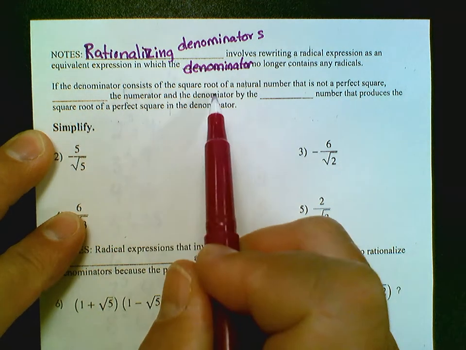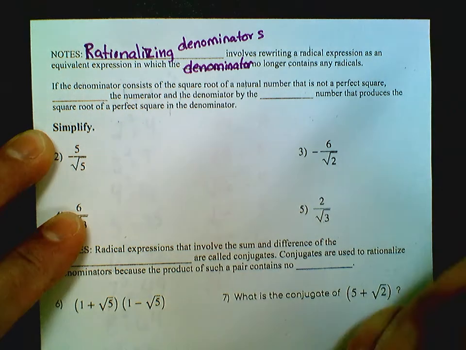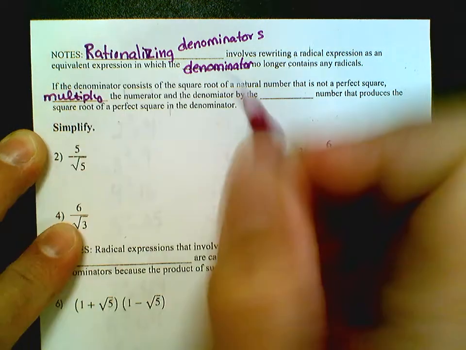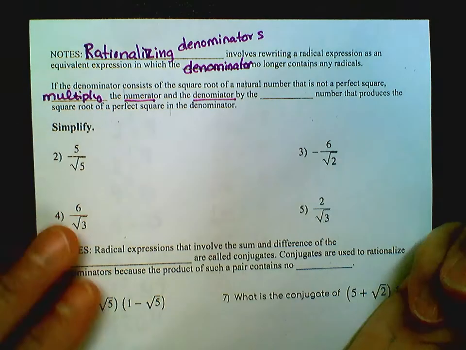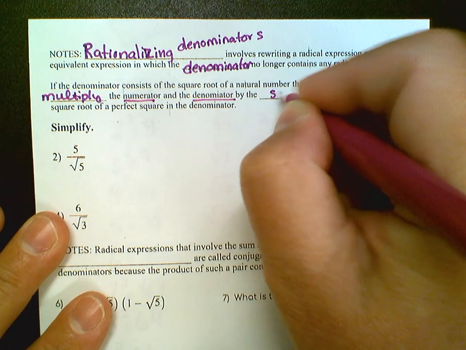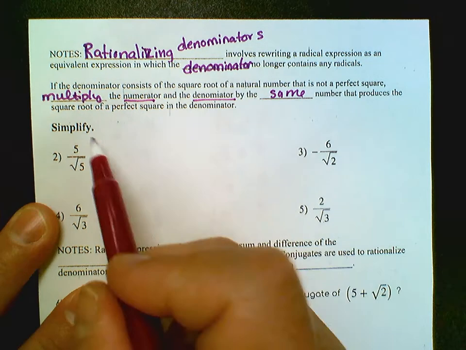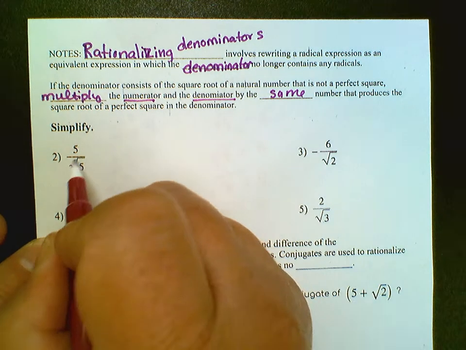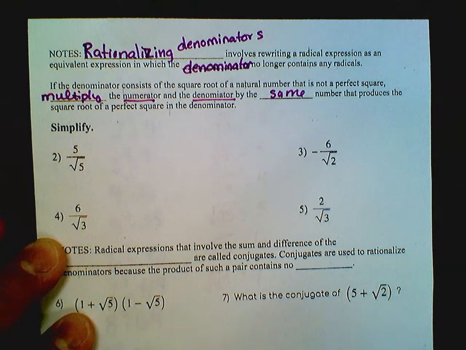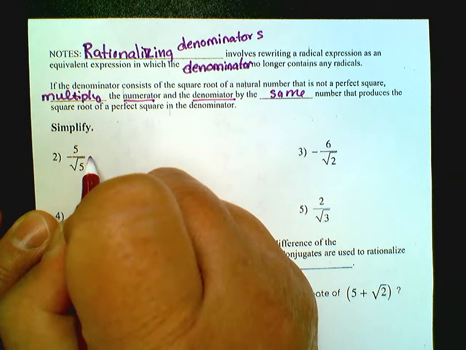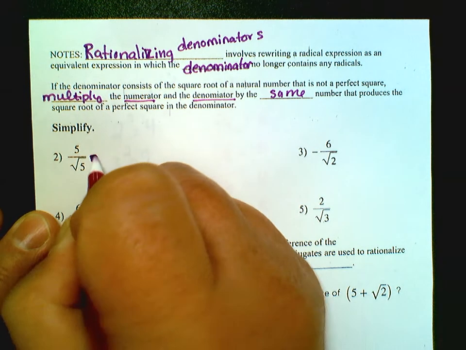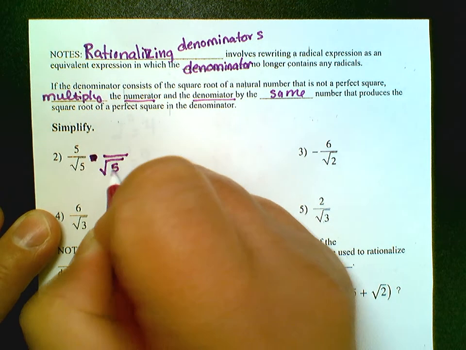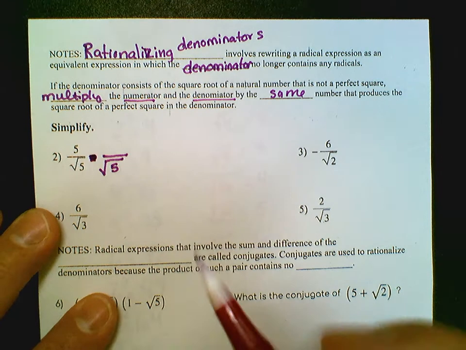If the denominator consists of the square root of a natural number that is not a perfect square, we must multiply the numerator and the denominator by the same number that produces the square root of a perfect square in the denominator. In other words, I have the square root of 5 here. I cannot simplify that square root of 5, but I can't leave it in the denominator. But if I multiply this by the square root of 5, that will help me out.